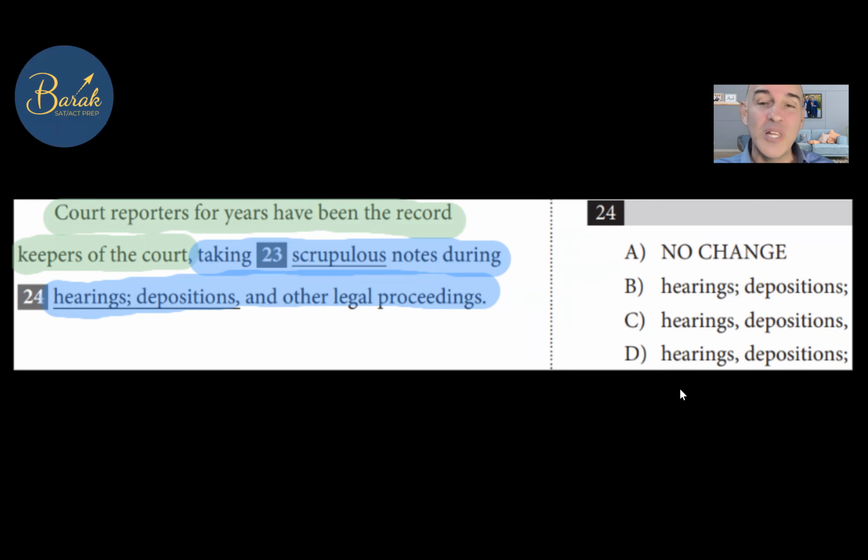Taking scrupulous notes during hearings, comma, depositions, comma, and other stuff. So we're starting to get more and more complex. And as the questions get harder and harder, and fewer students are getting them right, they become more and more interesting and much more of a brain teaser.